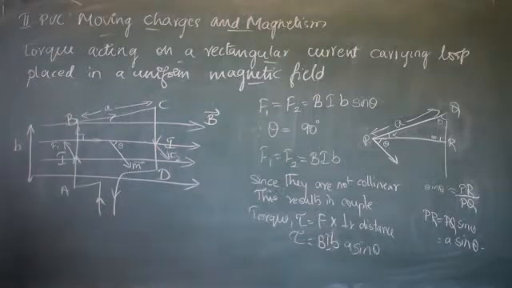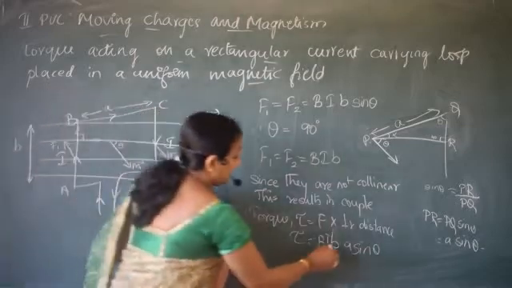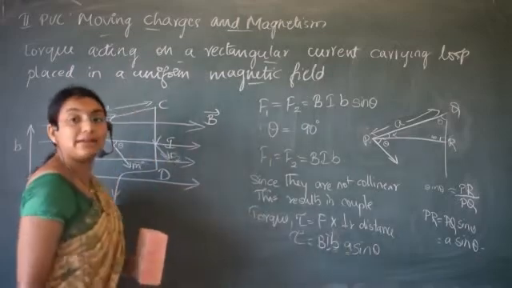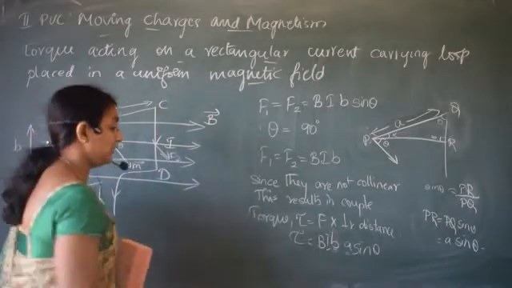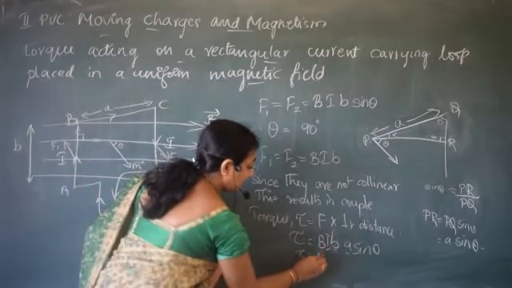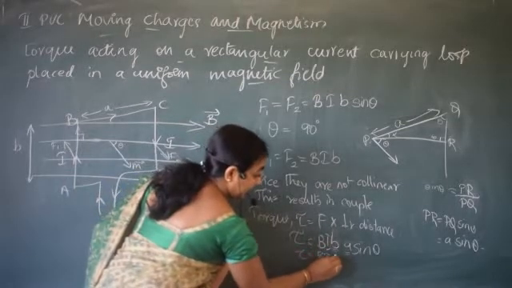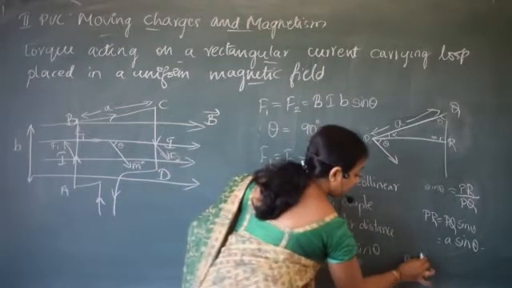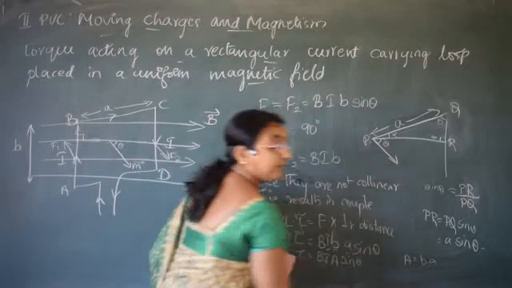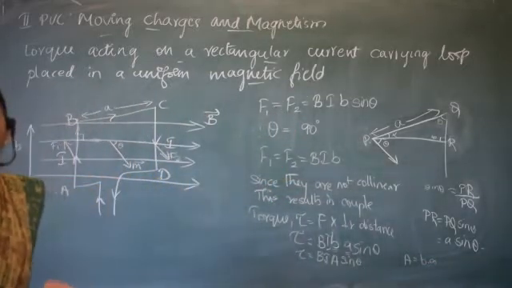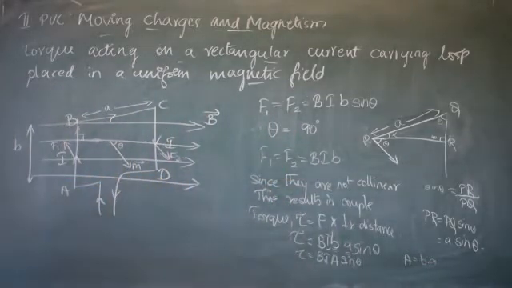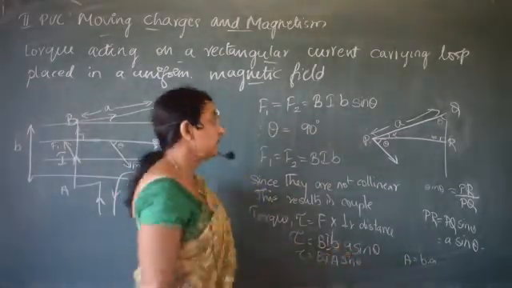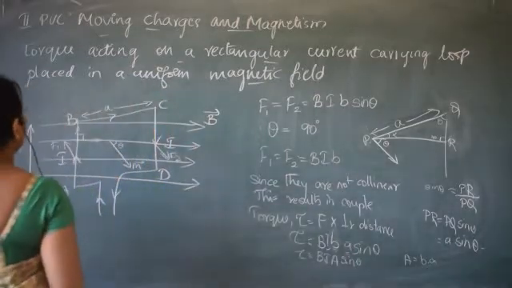Okay. Now look here. A is nothing but length into breadth. Length into breadth is the area of the rectangle. So therefore I can write tau is equal to B I, area, into sine theta, where A is equal to length into breadth. Next step. What can I write? See here, I into A is nothing but magnetic moment. So therefore, I can write magnetic moment.